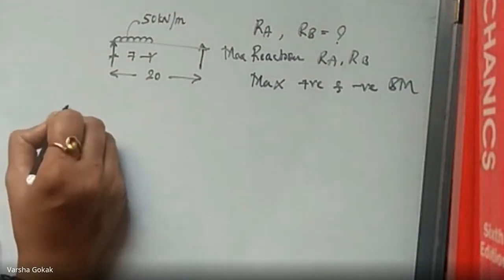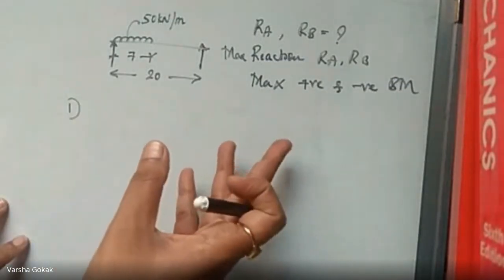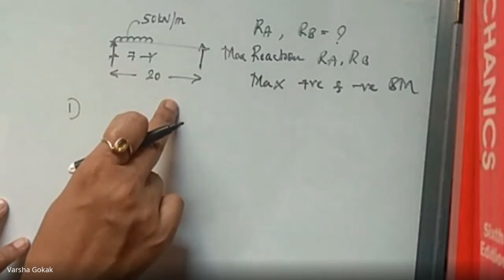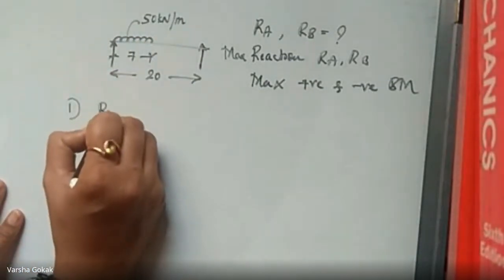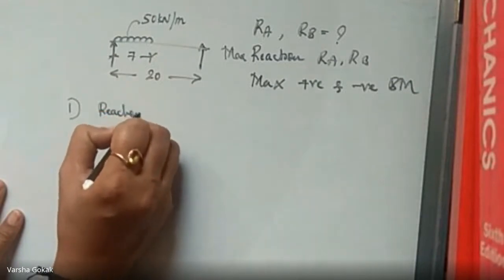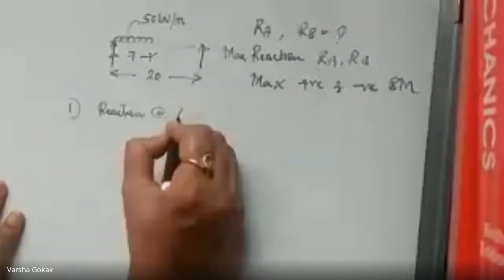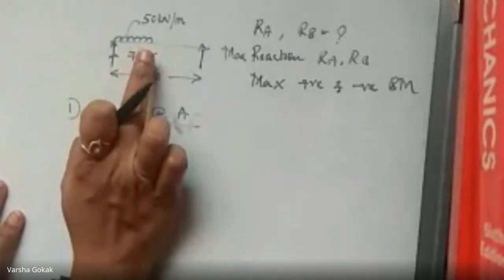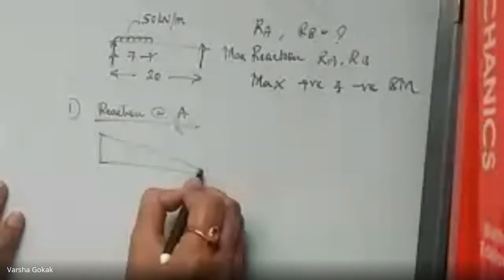So first step, understand the procedure and the steps also. After doing the numerical, we will do the standard case with W per meter. Okay, so first the reaction at A. If I'm assuming a unit load which is going to keep rolling, what is the influence line diagram for it? It comes something like this.